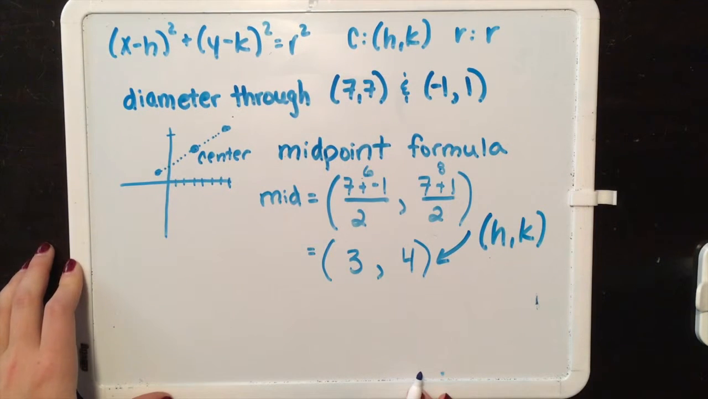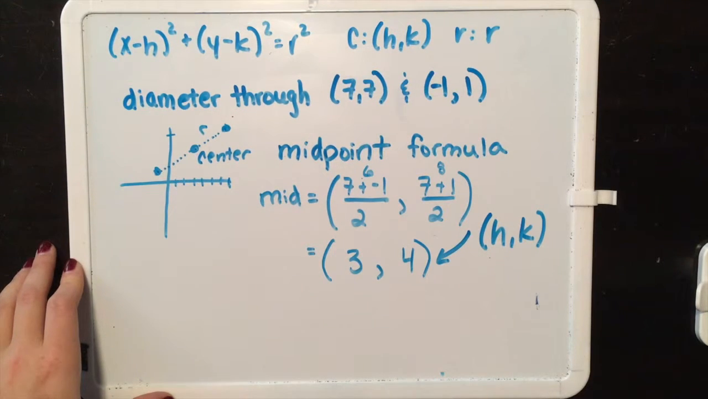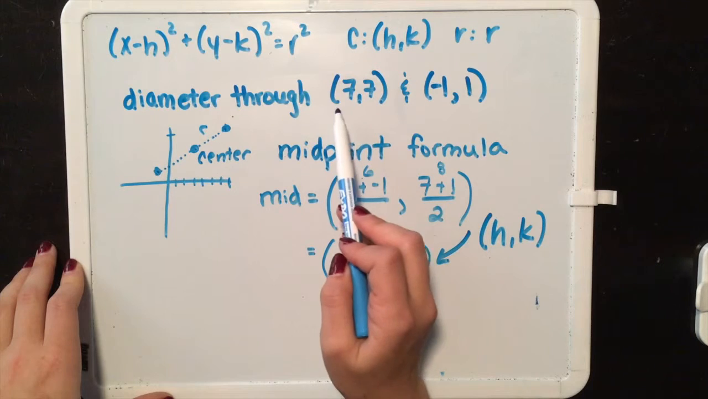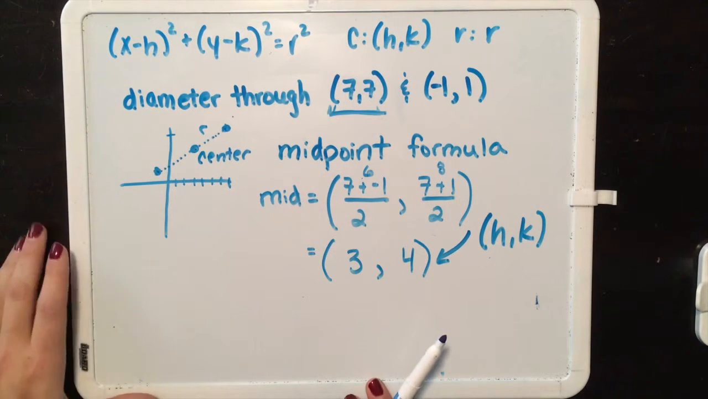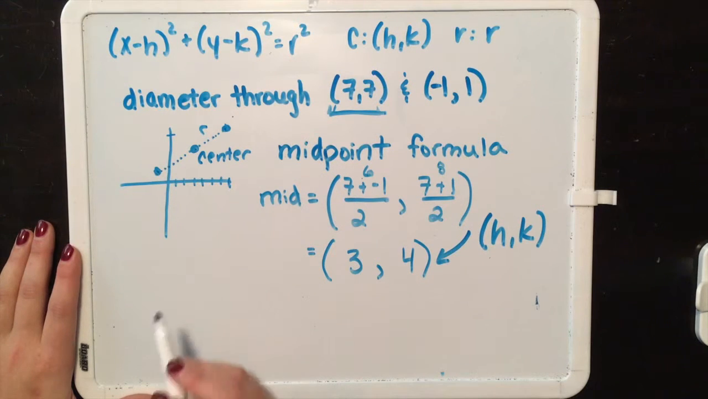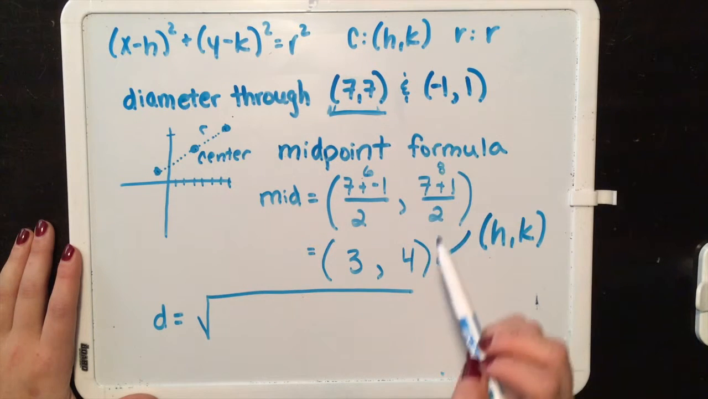The last thing we need to find is the radius. And the radius is going to be the distance from either one of these points to the center. So let's work with (7, 7) and find the distance between (7, 7) and (3, 4). If you also need a refresher on the distance formula, I have a video for that too, so make sure you check it out.